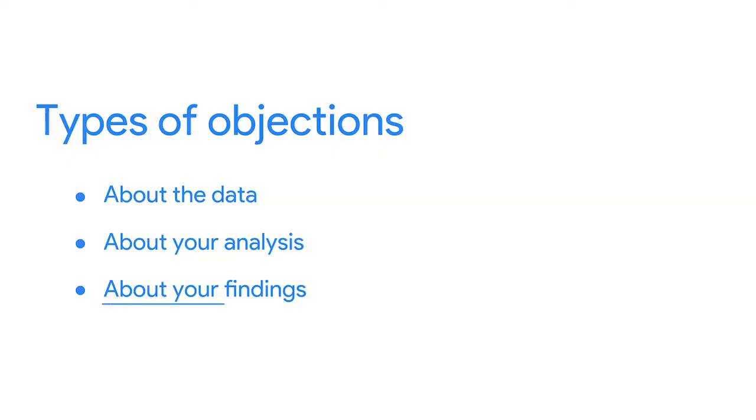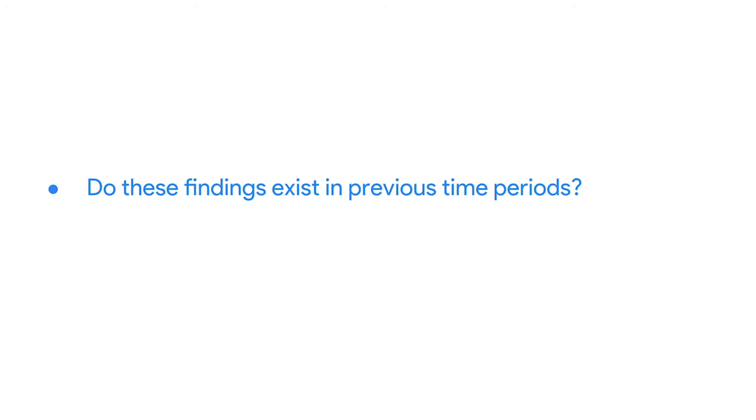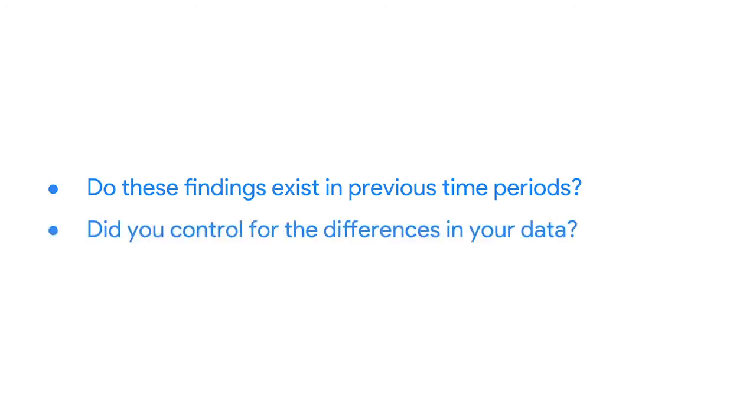Finally, you might be faced with objections to the findings themselves. A lot of the time, these will be questions like, do these findings exist in previous time periods? Or, did you control for the differences in your data? Your audience wants to be sure that your final results accounted for any possible inconsistencies and that they're accurate and useful. Now that you know some of the possible kinds of objections your audience might raise, let's talk about how you can think about responding.